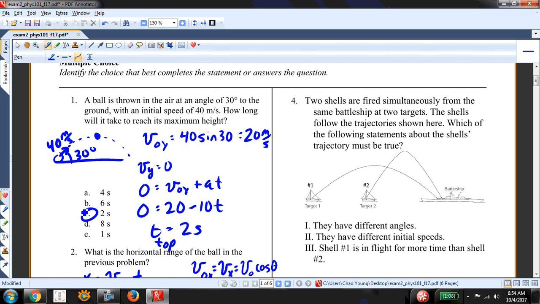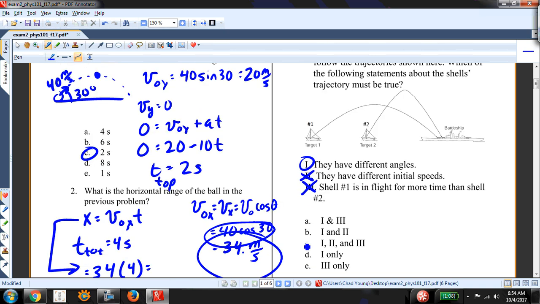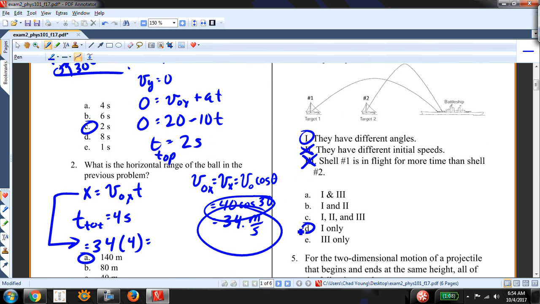2 shells are fired simultaneously from the same battleship at 2 targets. They follow the trajectory shown here. Which of the statements must be true? Okay, they have different angles. They have to have different angles in order to take these trajectories. They don't necessarily have to have different speeds. They can still have the same speeds, just at different angles. And shell number 1 is in flight for more time than shell number 2. That's not true either. So looks like just 1, so D is the right answer for 4.